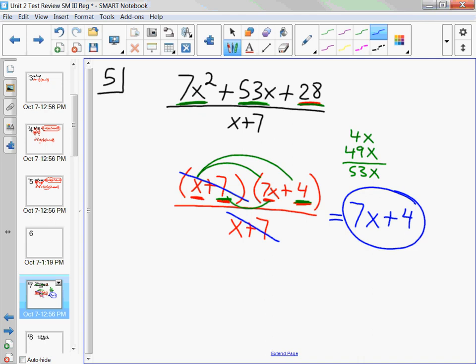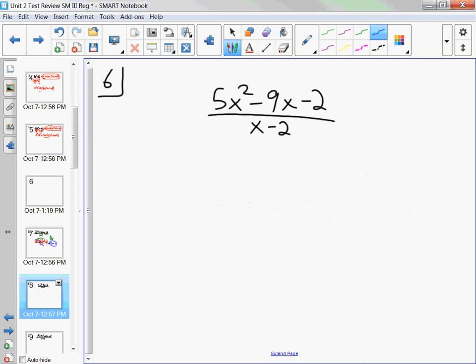Okay, problem number 6 is just like that one. I'm going to factor that 5x squared minus 9x minus 2 into two binomials. I can probably guess, once again, that since my denominator is x minus 2, one of my binomials is also going to be x minus 2, so those cancel out. But we can check that out.